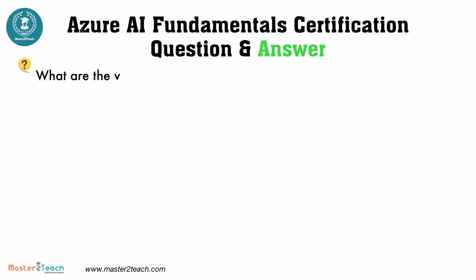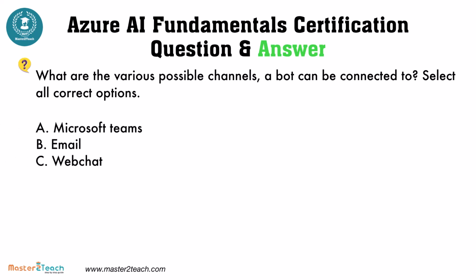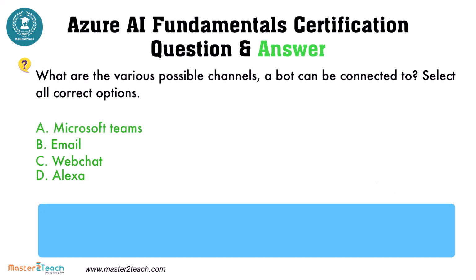What are the various possible channels a bot can be connected to? Select all correct options. The options are A. Microsoft Teams. B. Email. C. Webchat. D. Alexa. The correct answers are Microsoft Teams, email, web chat, Alexa.